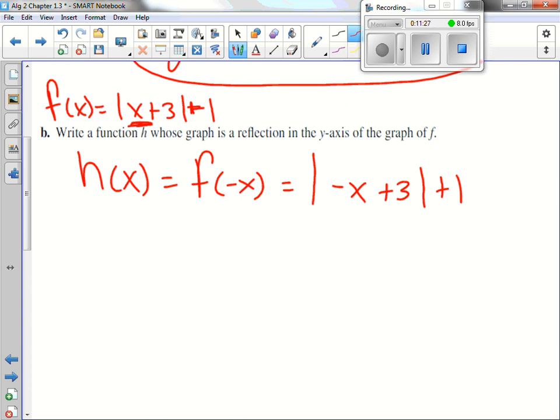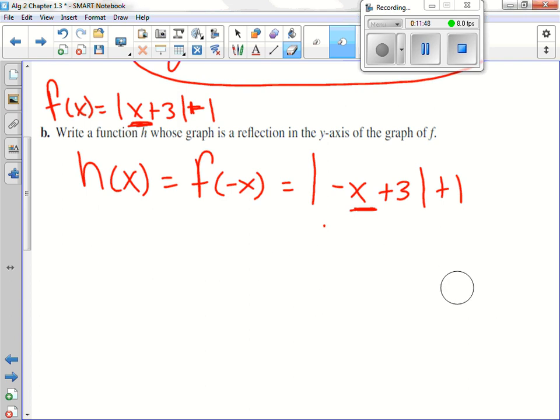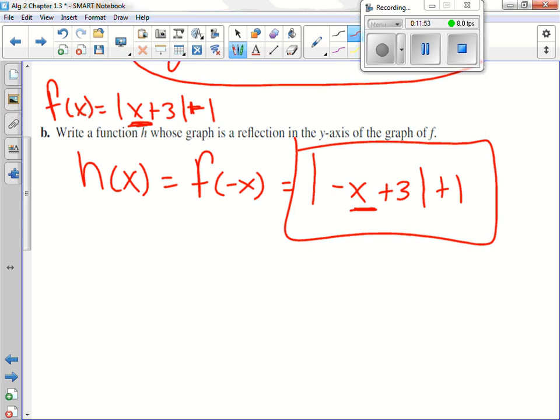And that's it. Now, the textbook is going to say that we can factor that negative out and rewrite it so that this x value here is positive, which is fine. We can say negative 1 times x minus 3, because when we factor that negative out, it simplifies down. But we're not going to worry about that. I will take this right here as your answer. That is fine with me, because this is a reflection in the y-axis of this graph. And that's all we have to do for this.